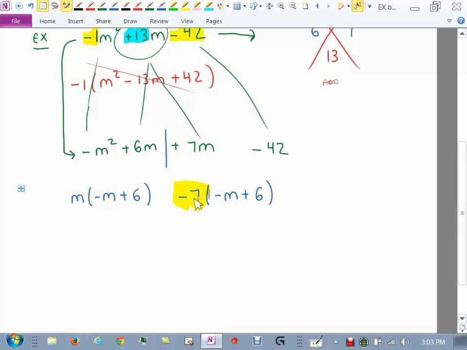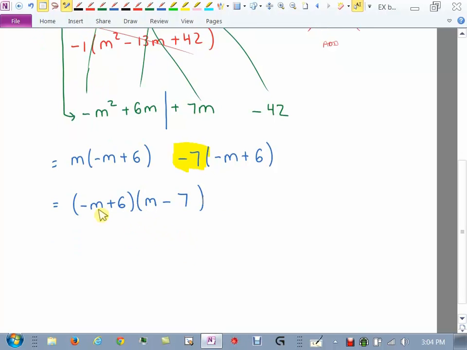Let's just check it. Negative 7 times negative m is positive 7m. Negative 7 times positive 6 is negative 42. It works, doesn't it? And now that these match, I just rewrite whatever matched. And then in a new set of parentheses, the 2 things that were out front, m minus 7. I do a quick check. I can't go any further with this. It's not a sum of squares or sum of cubes or anything here. No difference of squares, difference of cubes. I'm done. Box it up.